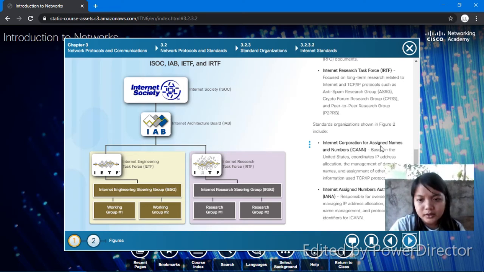Then the Internet Corporation for Assigned Names and Numbers, based in the United States, coordinates IP address allocation, the management of domain names, and assignment of other information used in TCP/IP. Then the Internet Assigned Numbers Authority is responsible for overseeing and managing IP address allocation.